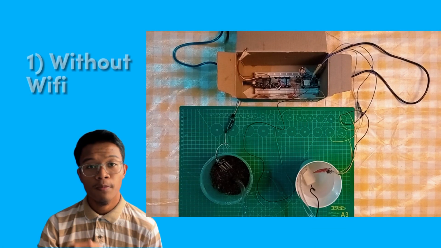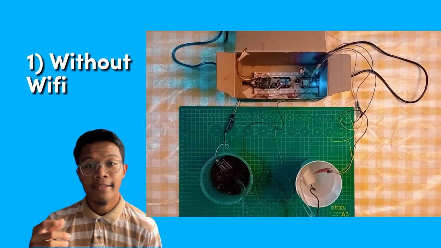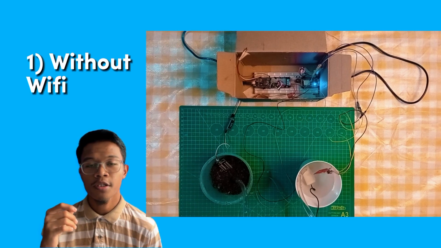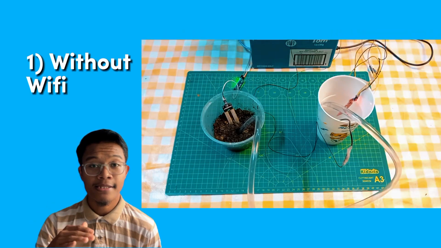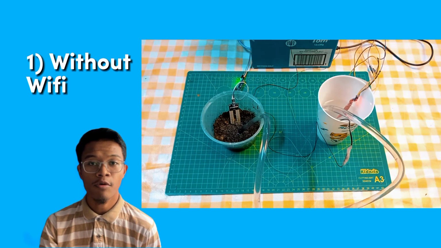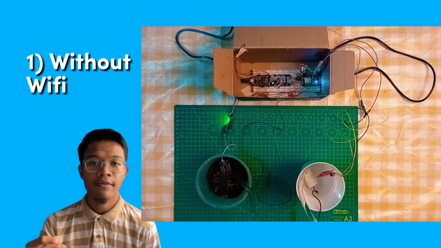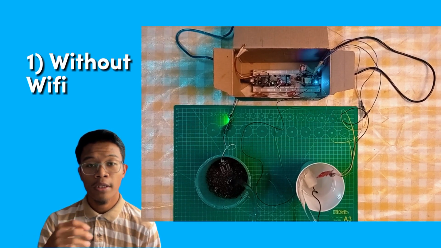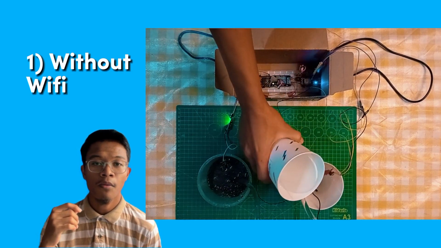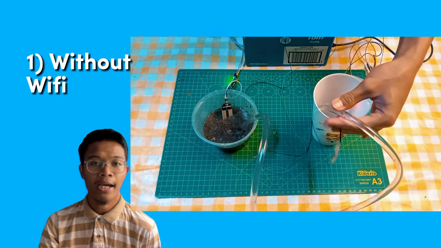I will demonstrate two scenarios. The first without the integration of Wi-Fi and the second with the integration of Wi-Fi. To power up the module, I will connect the micro USB cable to the power bank. Since the soil moisture level is less than 800, the soil moisture sensor detects the level of moisture and immediately activates the relay module. The water is poured automatically and stops when the level of moisture exceeds 800.